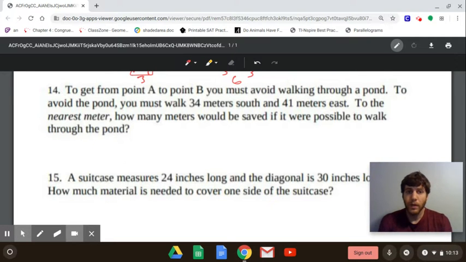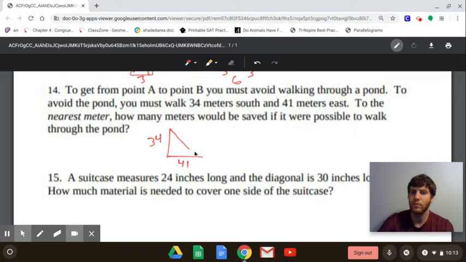14 is very similar to 12. You're going from point A to B. You must avoid walking through a pond. To avoid the pond, you must walk 34 meters south, and then you want to go 41 meters east. To the nearest meter, how many meters would be saved if it were possible to walk through the pond?